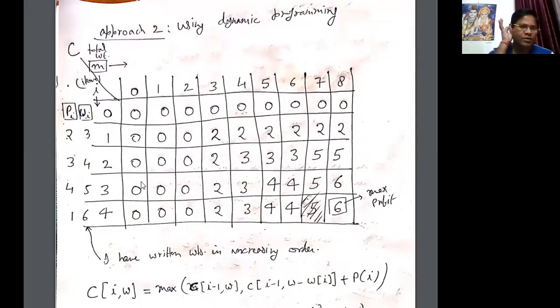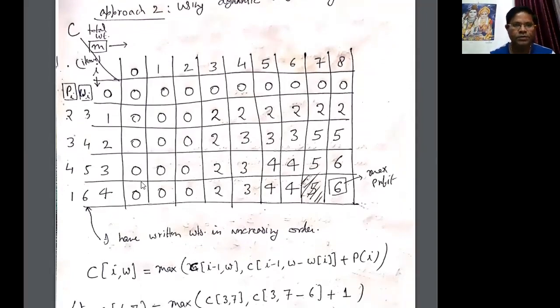So let us see how we fill the entries of the matrix. Let's come to the first row. This one is the first row, and this one is the first column. Let us start. i equal to 0 means we are not placing any item inside the knapsack. So the capacity of the knapsack that is occupied is 0. So in the row, all values are written as 0, since there is no profit associated with it.